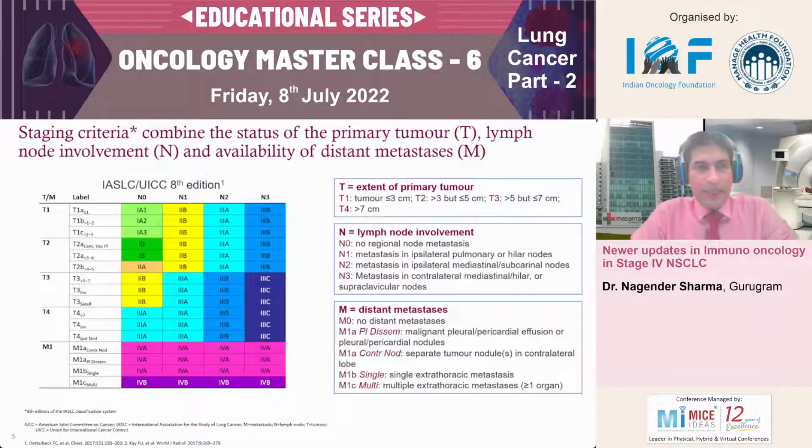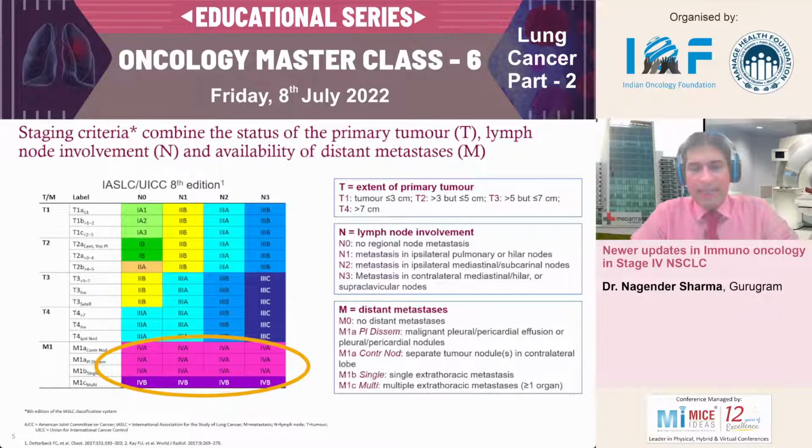That is the focus of the presentation today. So staging of lung cancer, we all know, is done using TNM staging, and the metastatic stages are stage 4A and stage 4B, as far as the IASLC or UICC classification is concerned.